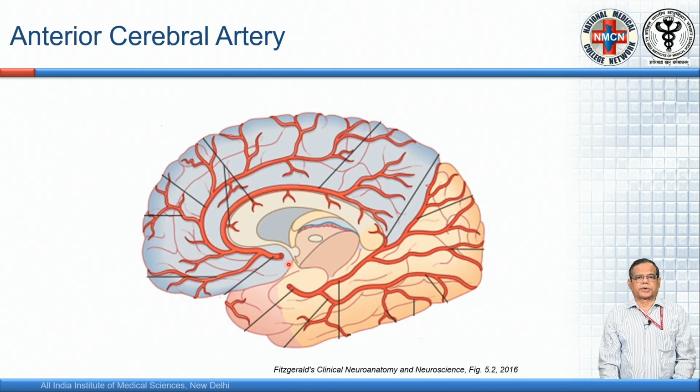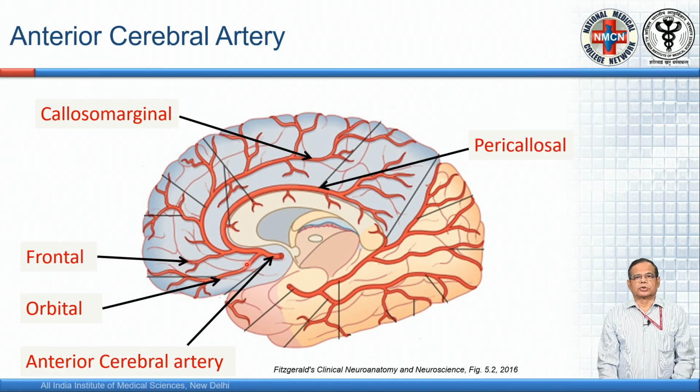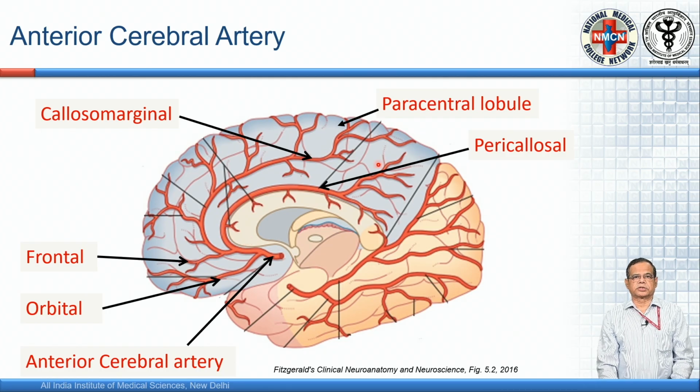The anterior cerebral artery, after its origin from the internal carotid artery, lies in the fissure between the two cerebral hemispheres, and it comes on the medial surface of the brain. It gives orbital, frontal, callosomarginal, pericallosal, and some smaller branches which supply about 2/3 of the medial surface of the cerebral hemisphere. It supplies the paracentral lobule.